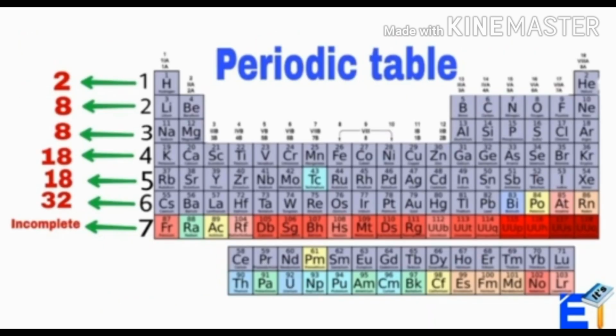The modern periodic table contains 7 horizontal rows, from 1 to 7, called periods, and 18 vertical columns, from 1 to 18, called groups. The first period is called the shortest period. It contains only 2 elements, hydrogen and helium. The second and third periods are called short periods. They contain 8 elements. The fourth and fifth periods are called long periods. They contain 18 elements. The sixth period is called the longest period. It contains 32 elements. The seventh period is an incomplete period.